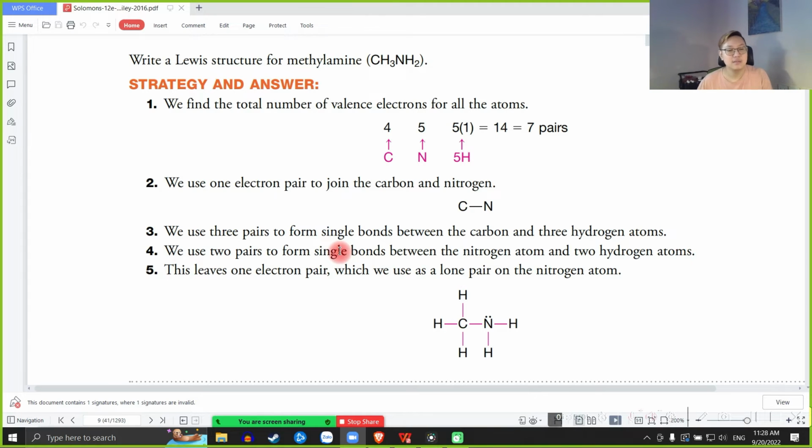Okay, so we have another case, a Lewis structure for methylamine, CH3NH2. In this case, it can be tougher because you have more things to consider. You know the hydrogen is always on the outside. So the C and the N will be connected to each other at the center of the molecule. Same strategy: C is 4, N is 5, hydrogen is 1 each, but 5 of them. So 9 plus 5 is 14, so you have 7 pairs. We use one electron pair to join the bond between the carbon and nitrogen, so we have 6 pairs left.